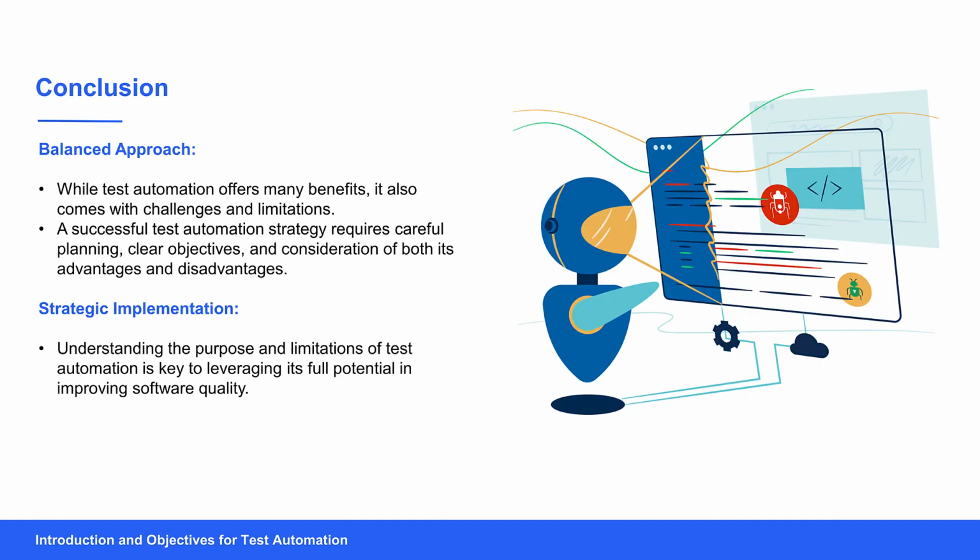So, to wrap things up, test automation is a powerful tool that can greatly enhance your testing process. It's fast, efficient, and can handle complex scenarios that would be tough to manage manually. However, it's not without its challenges and limitations. It requires a significant investment of time, money, and resources, and it's important to approach it with clear objectives in mind. Remember, automation is best used as a complement to manual testing, not a replacement. By understanding both its strengths and its weaknesses, you can make the most out of test automation and deliver higher quality software more consistently.